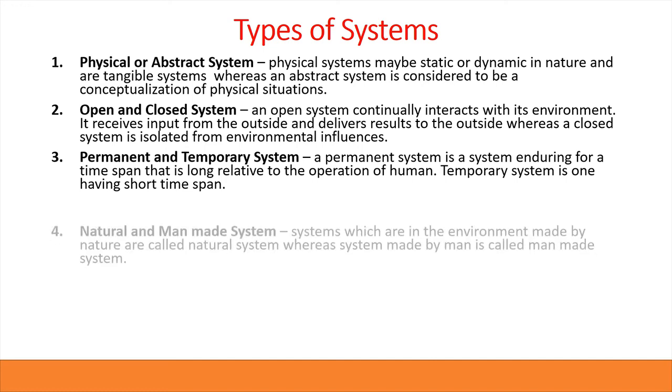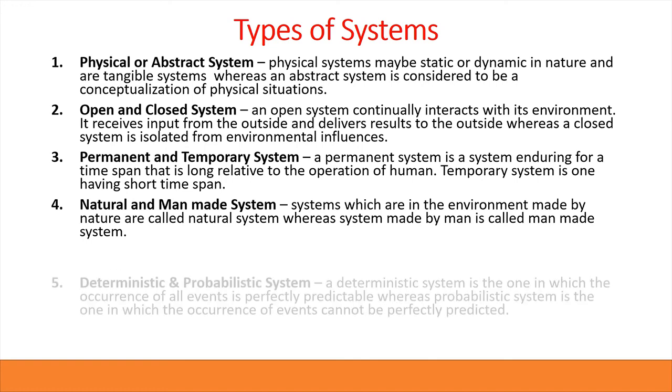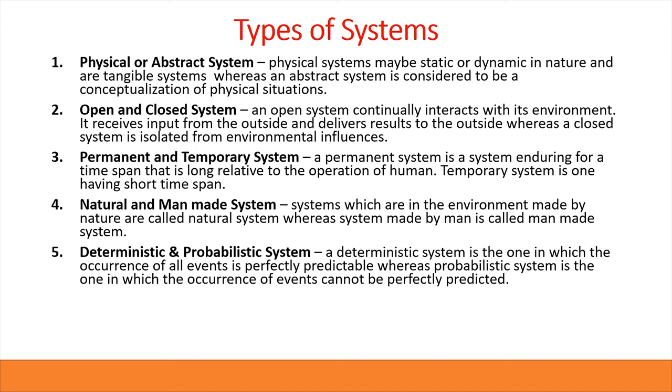The next system that we see is the concept of a natural system and a man-made system. This is very easy. Something that exists in the environment naturally is known as a natural system, whereas something that is made by a human being is considered a man-made system. I think you can think of different examples yourself for this difference between natural and man-made systems.